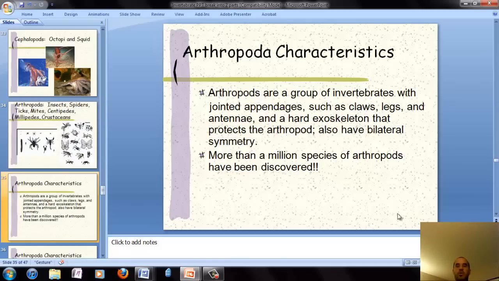There's more than 1 million species of arthropods that have been discovered. So evolutionarily, they're a very successful organism. They're very widespread, so all over different parts of the earth, different environments, arthropods can successfully live.